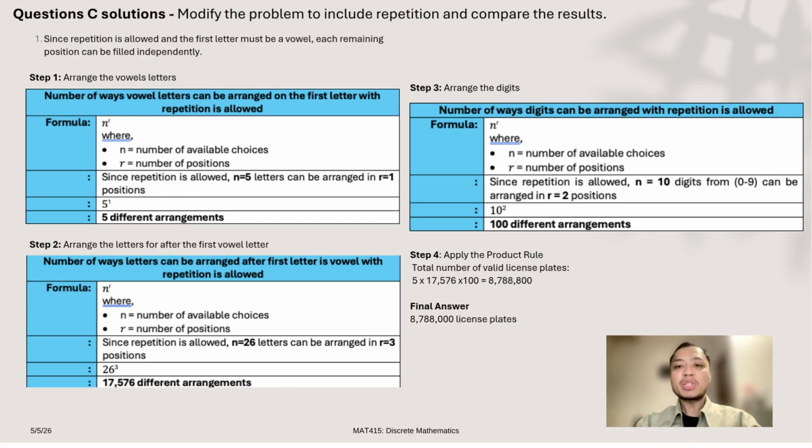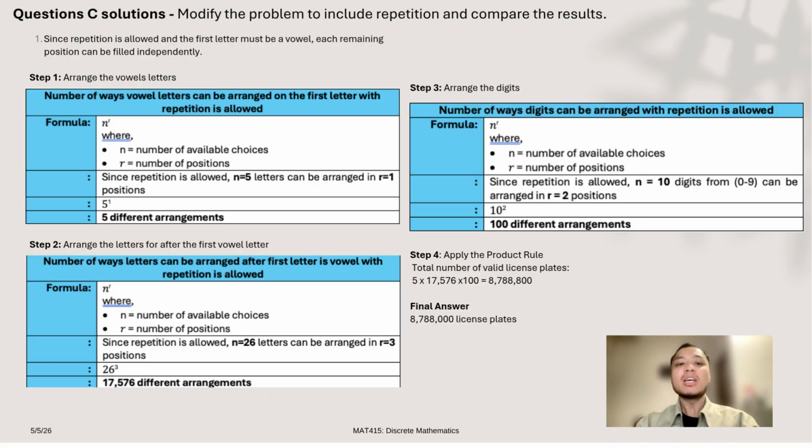Therefore, this part is written as 5 to the power of 1, which equals 5. Next, we fill the remaining 3 letter positions. Because repetition is allowed, each of these positions can be filled with any of the 26 uppercase letters. So n equals 26, while r equals 3. This gives us 26 to the power of 3, which means 26 times 26 times 26.